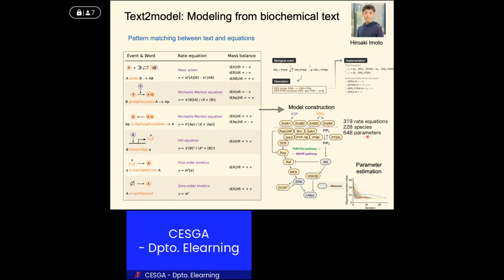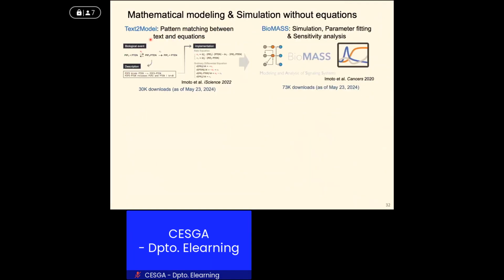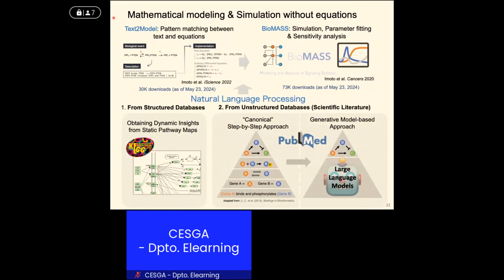This is good not only for biologists to make a model by themselves, but also for mathematicians, because when you are writing code and find a bug, it's very difficult to find it in complicated equations. They all look similar. But by using this, you can find where the mistake is. So this is good for such a purpose. Now we have the TEXT model and previously published biomodels.